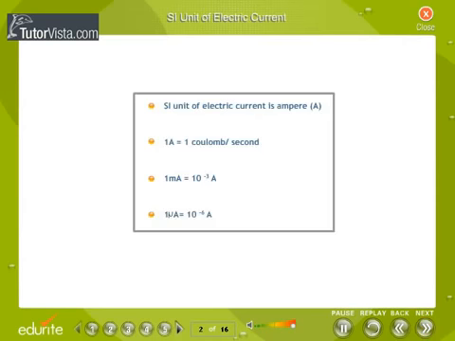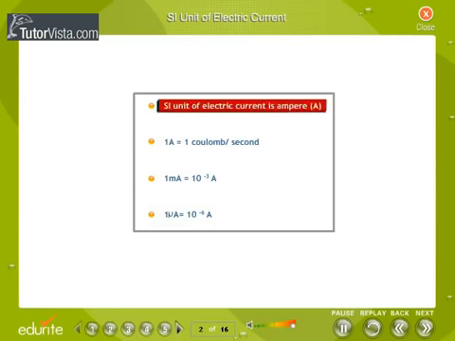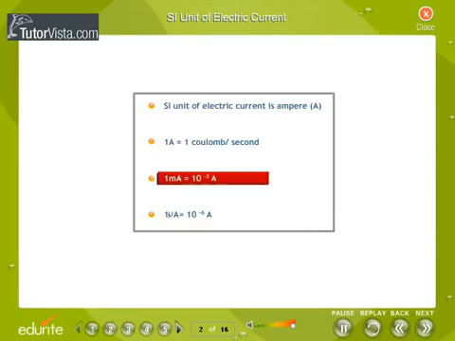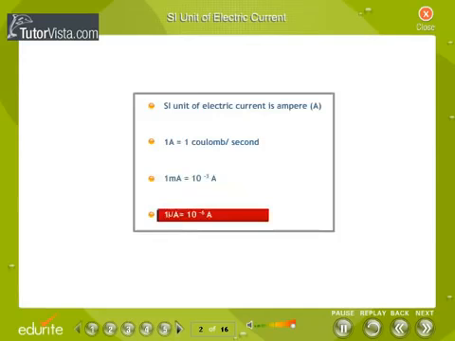SI unit of electric current. SI unit of electric current is ampere, A. 1 A is equal to 1 coulomb per second. Small quantities of current are expressed in milliamperes and microamperes. 1 milliampere is equal to 10 to the power of minus 3 amperes, and 1 microampere is equal to 10 to the power of minus 6 amperes.